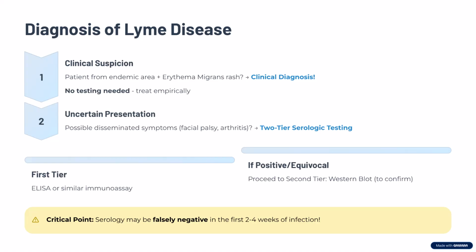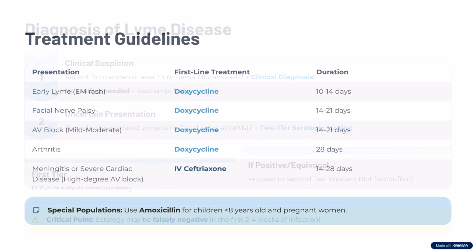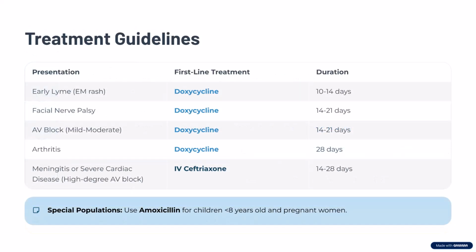However, for patients with later stage symptoms, like a mysterious heart block or a facial palsy in the summer, we turn to a blood test. The standard is a 2-tiered approach. First, you get a highly sensitive screening test, like an ELISA. If it's positive or unclear, you then get a highly specific confirmatory test, the Western blot. Remember, it takes time for the body to make antibodies, so testing too early in the infection can give you a false negative.